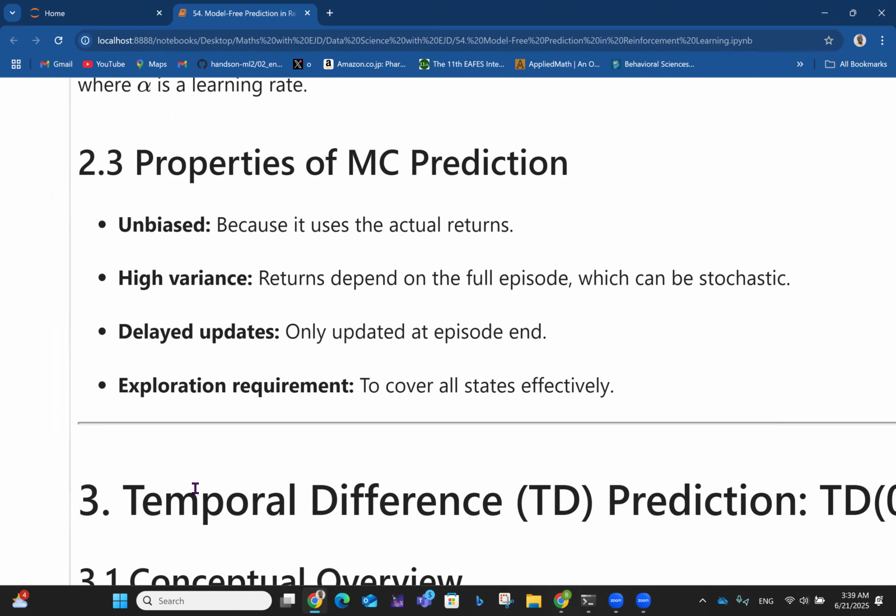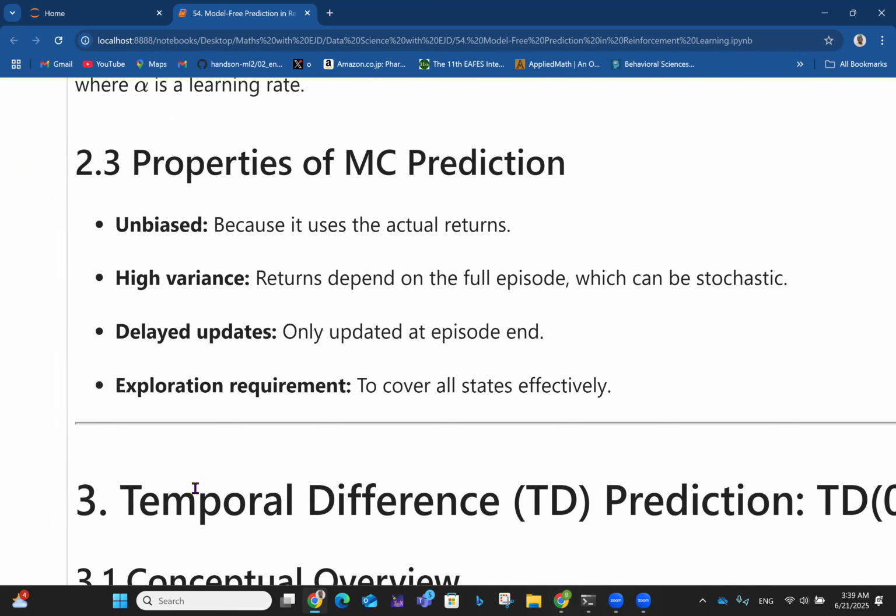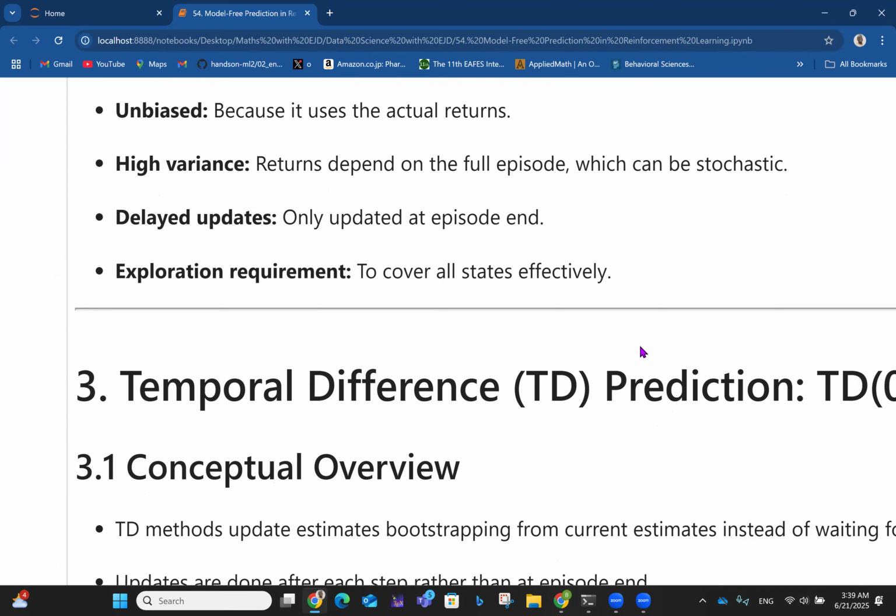So the properties of Monte Carlo prediction: it is unbiased because it uses the actual returns. It has high variance because returns depend on the full episode, which can be stochastic. It has delayed updates, only updated at episode end. And it has an exploration requirement to cover all states effectively.